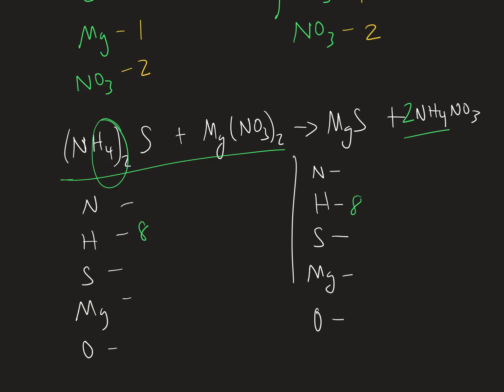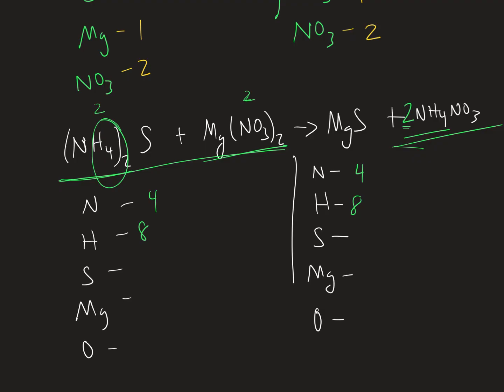Since I put a 2 here, let's just count these now. Nitrogens. How many nitrogens do we have on the right side? 3. No. We have 2 in one of these compounds, and we're multiplying it by 2. So we have 4. You with me? 4 nitrogens. How many over here? We have 2 here and 2 there. Good? So 4.